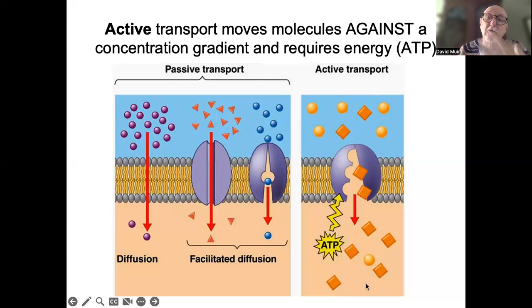So in order to do that, this protein, each time it moves these molecules, it has to use ATP. It has to put in energy in order to do it. So this is active transport.